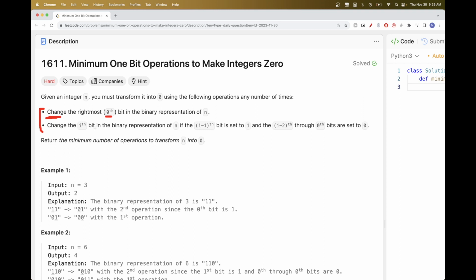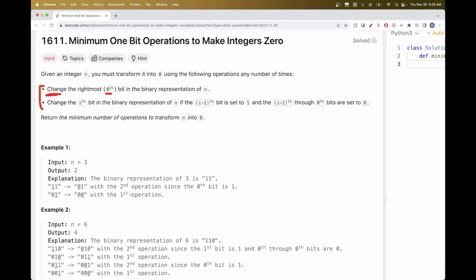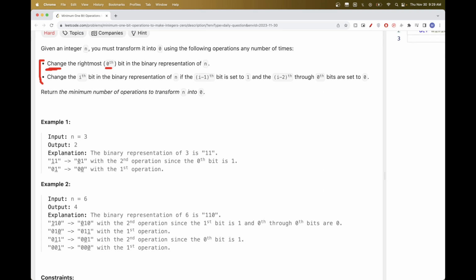And here, be careful not to be confused by the 0th bit, because you might think it's this one, but it's not. This is the 0th bit, the last one here. So basically the direction is like this: this is the 0th bit, this is the first bit, this is the second bit. So it means you are allowed to change the last bit, but only the last bit, in one of the operations.